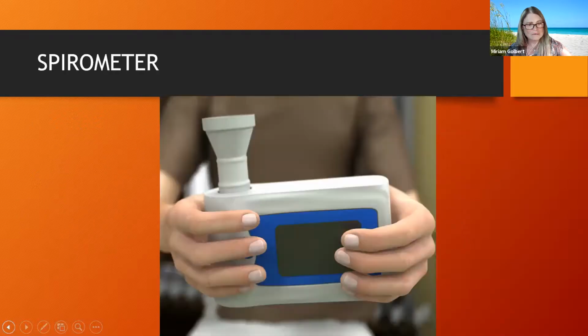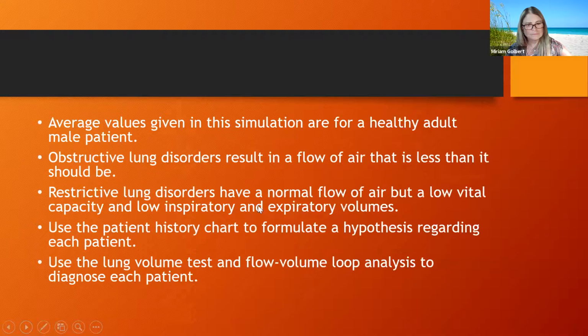So an obstructive disorder is where the flow of air coming in is less than the normal, or should be. A restrictive disorder is normal flow, but with a low vital capacity. So we're going to see what vital capacity is, which is the overall function of the lung. And it also has low inspiratory and expiratory volumes. So we're going to go through each of the volumes that you're going to measure, and you're going to see the difference between the two conditions.